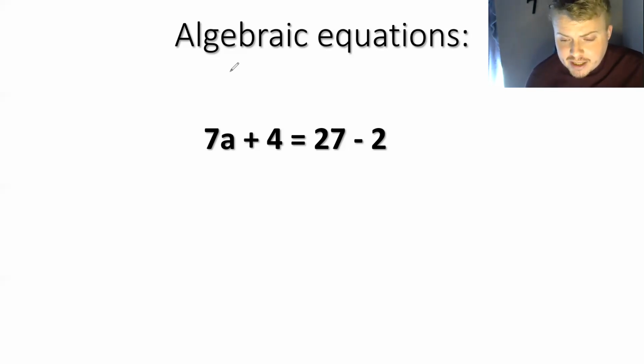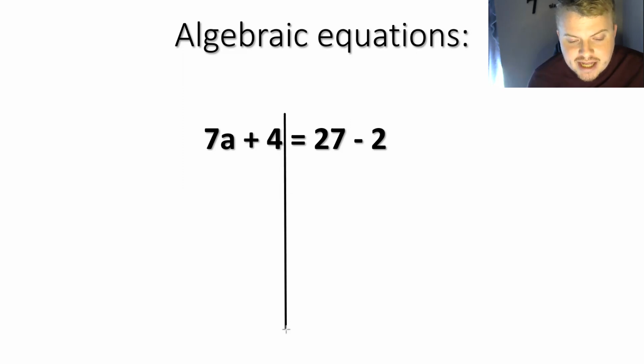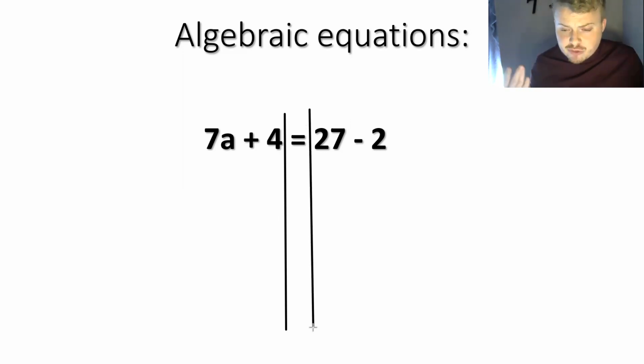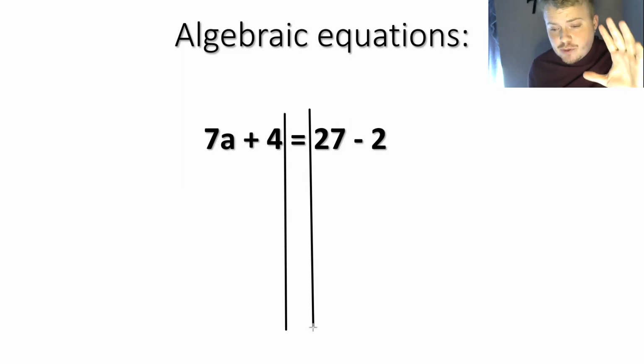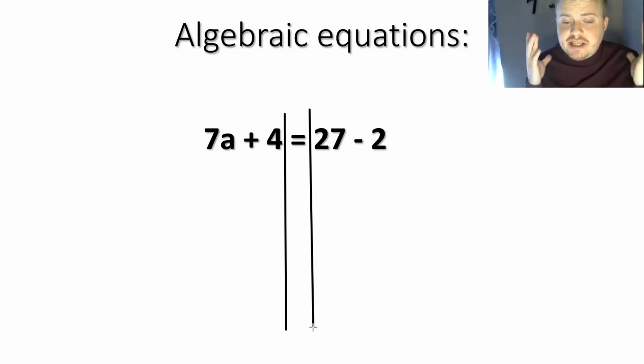The first thing I like to do is make a clear separation of the two sides of the equal sign. So I put a line down here, one side of the equal sign, and a line down here, the other side of the equal sign. That's a nice visual reminder that one side is equal to the other side, and there are two sides that are balancing each other out.